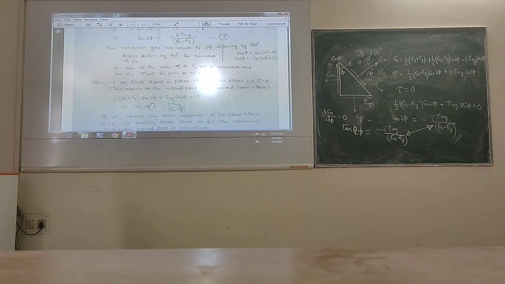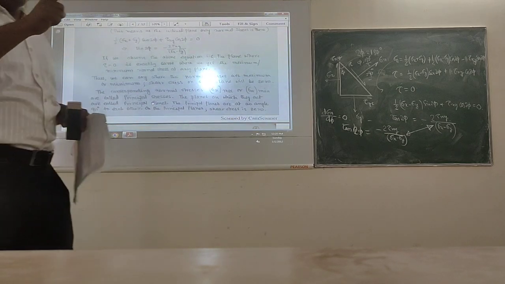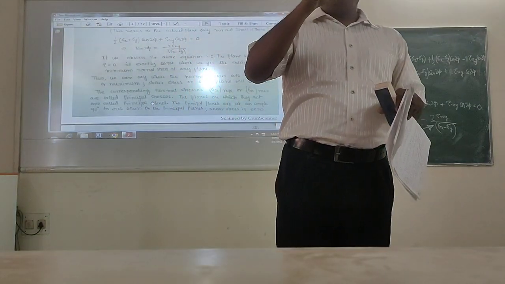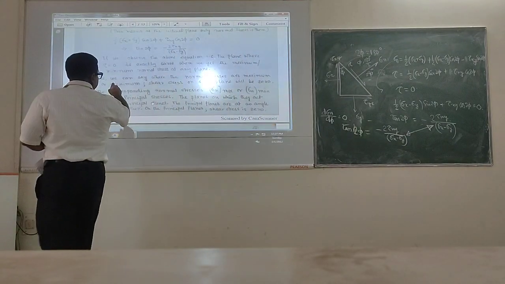Okay? In solid mechanics, we'll call such planes where the normal stresses are becoming maximum or minimum principal planes, right? And on the principal planes, the value of the shear stress will always be equal to 0, and the principal planes will be at an angle of 90 degrees to each other. Okay, so that is what I have tried to explain here.